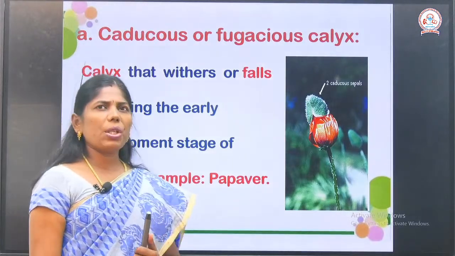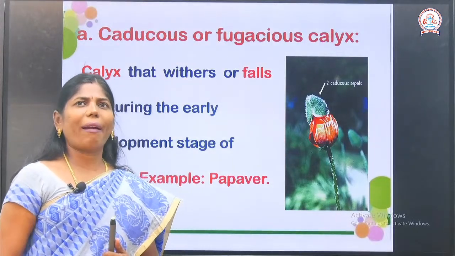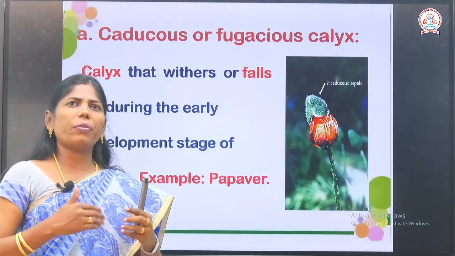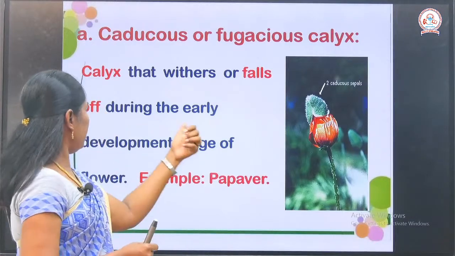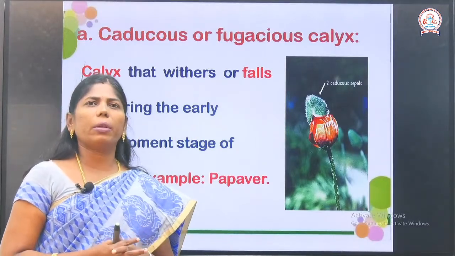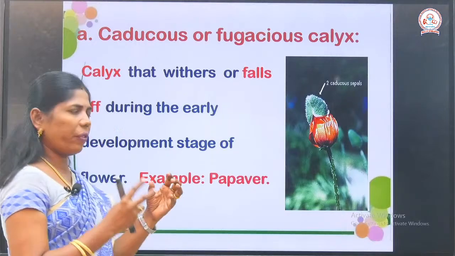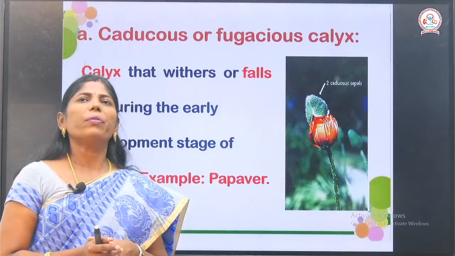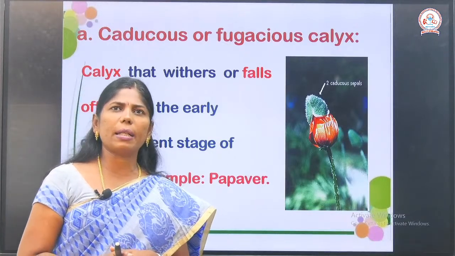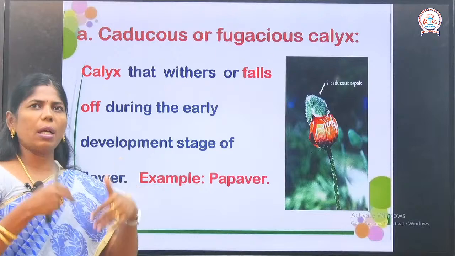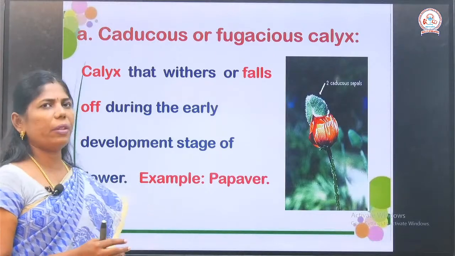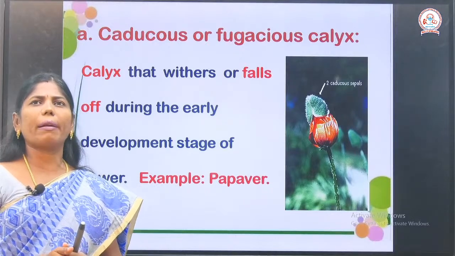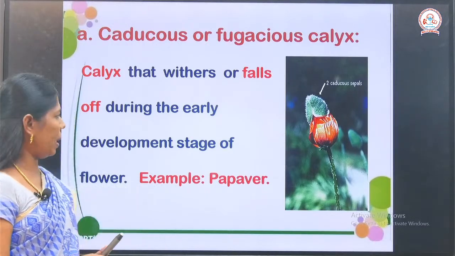Based on duration, it is classified into types. One is caducous or fugaceous calyx. The calyx that withers or falls off during the early development of the flower. As soon as the flower appears, the calyx falls down. That is what we call the caducous or fugaceous calyx. Example: Papaver.